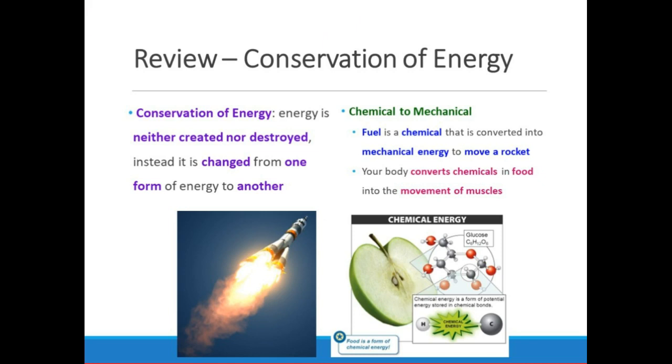The last thing I want to review from Friday is the conservation of energy. So remember, energy is neither created nor destroyed.